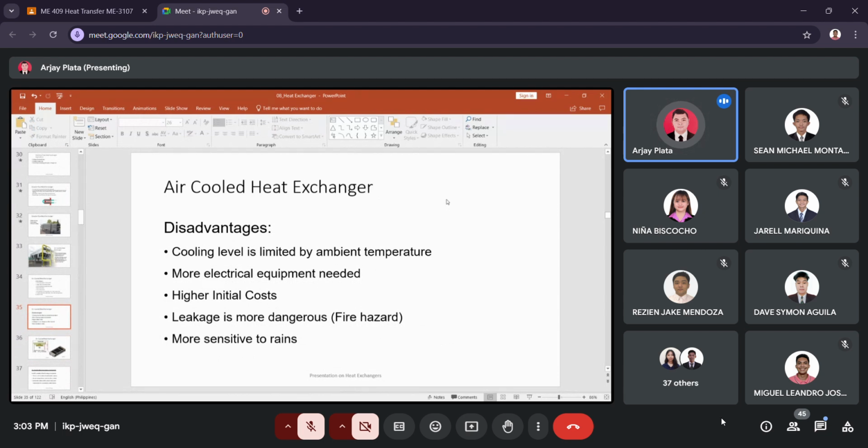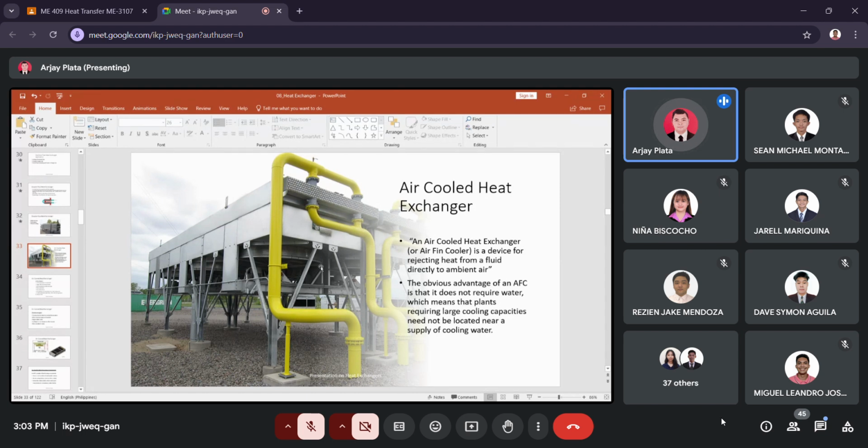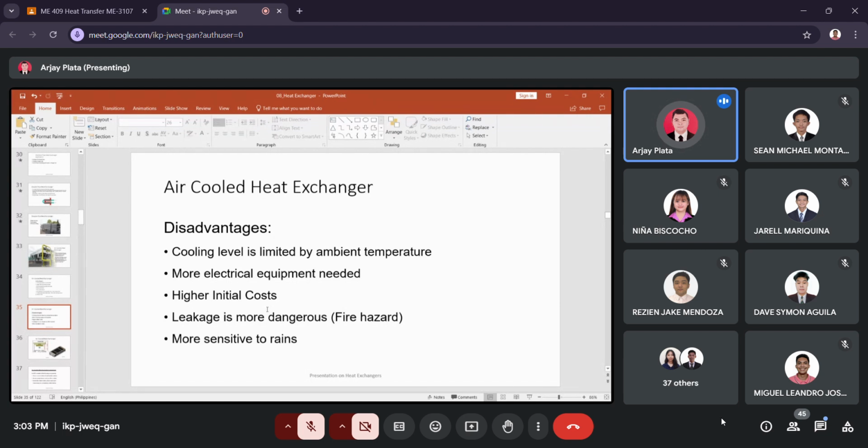Disadvantages are cooling level is limited by ambient temperature alone. So we cannot use other cooling mechanisms. More electrical equipment is needed to power up the fans and blowers. Just like this one, there are many electrical components required to power up these fans. Higher initial costs, I agree with this, and leakage is more dangerous or a fire hazard. More sensitive to rains, yes.